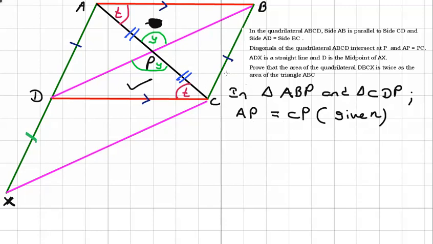Okay. And we also know we have marked Y and Y. What is it? Vertical opposite angles. So angle APB is equal to angle CBD. What's the reason? Vertically opposite angles.